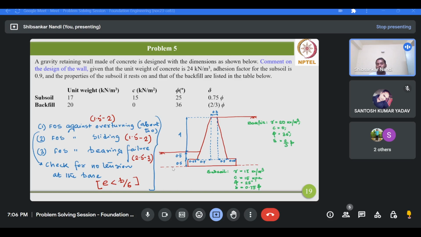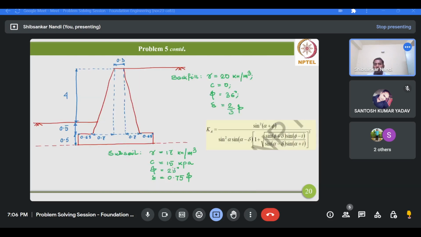So if all these conditions are satisfied, that is factor of safety against overturning is greater than 1.5, factor of safety against sliding is greater than 1.5, factor of safety against bearing is greater than 2.5, and the eccentricity of the load is less than B by 6, then the design is safe, design is okay. So in this way we will comment on the design of the wall. Okay, due to time bound we will not be able to solve this problem in detail, so you can give a try at your home and let me know what result you are getting.